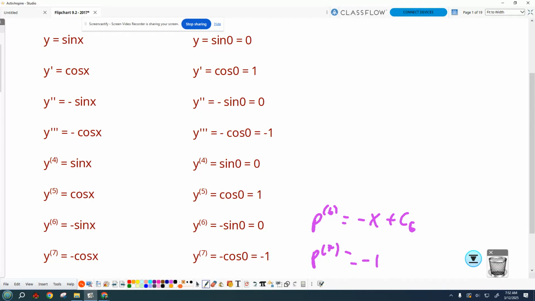Okay, so how do I figure out what this plus c is? Well, for the sixth derivative, I want the whole thing to be 0 when I plug in 0, so plugging in, that's going to end up being 0. Integrate again, my polynomial's fifth derivative, negative x squared over 2 plus another c. Plugging in 0 here, I want it to come out to be 1.